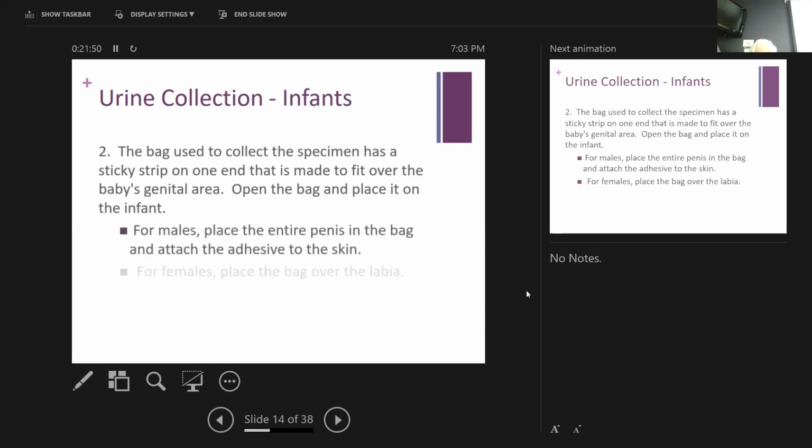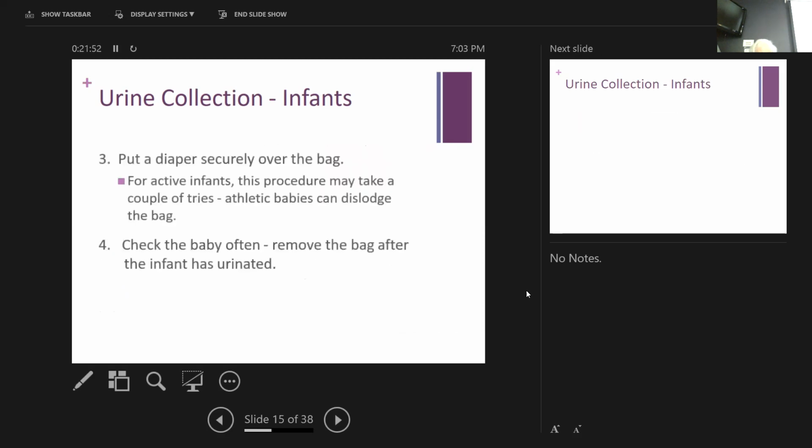Okay, so we collect this and we attach the bag, put the diaper on the baby, and then check periodically. But what is the bag like?